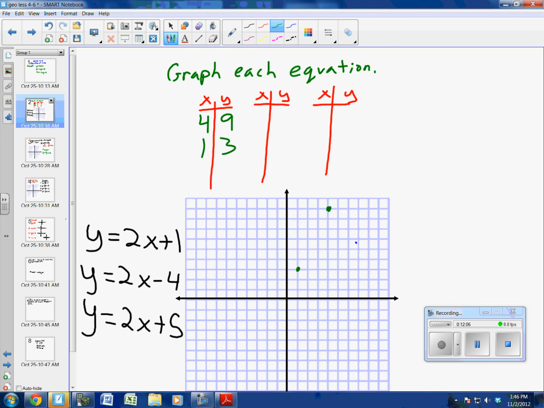Okay, now, could we draw a line through those right now if we wanted to? Yeah, we could. However, let's choose one more point to make sure. Maybe a negative point. -1? Okay, what's 2 times -1? -2. +1 is -1. So we're going to graph -1, -1, which is right there. Do those look like they're all in a line? Okay, so let's draw the line through them.